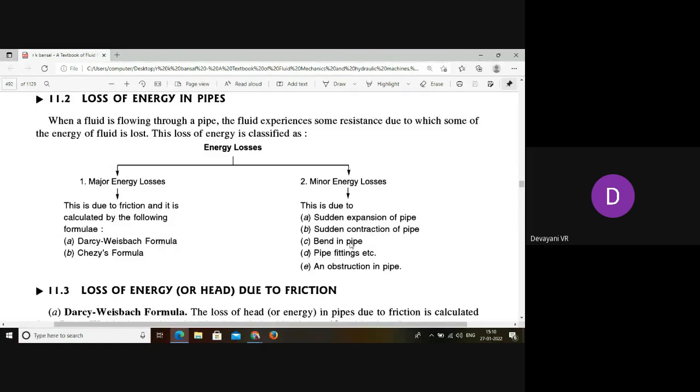The loss occurs at the entrance of the pipe, loss occurs at exit of the pipe, due to bending in the pipe, due to pipe fittings, and due to an obstruction in the pipe. So these are the different types of losses. And of course, in the last class, we discussed the derivation for the Darcy-Weisbach formula, and we discussed the formulas related to the minor losses.